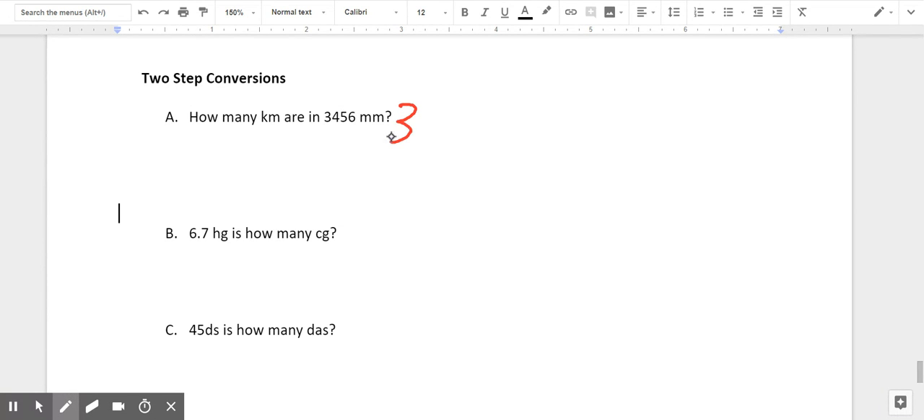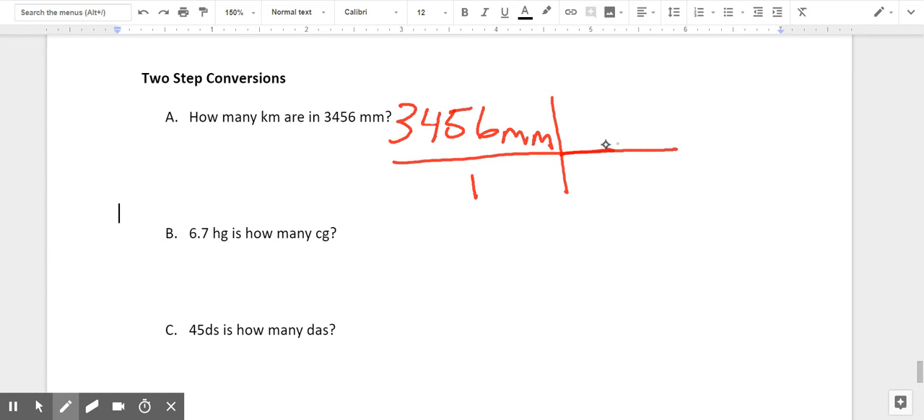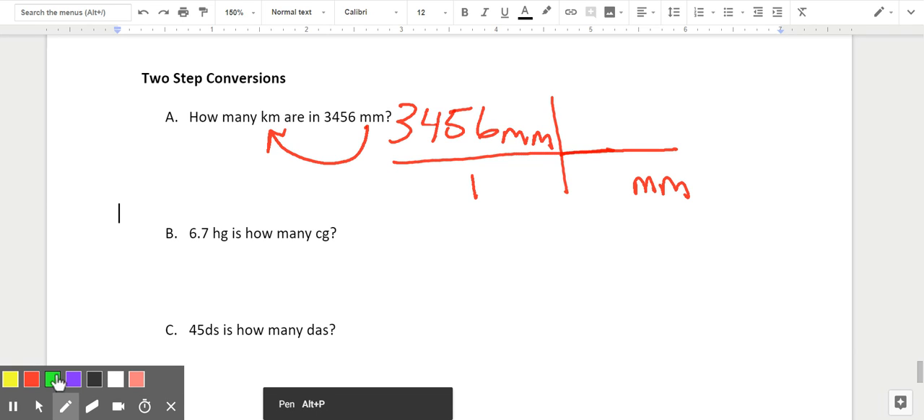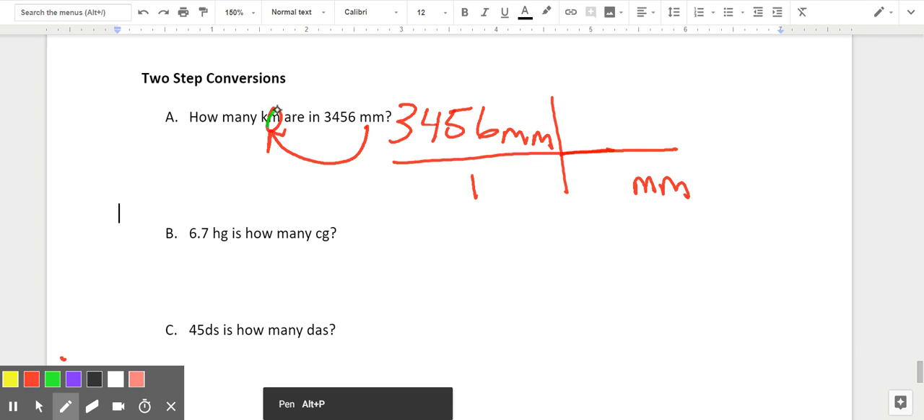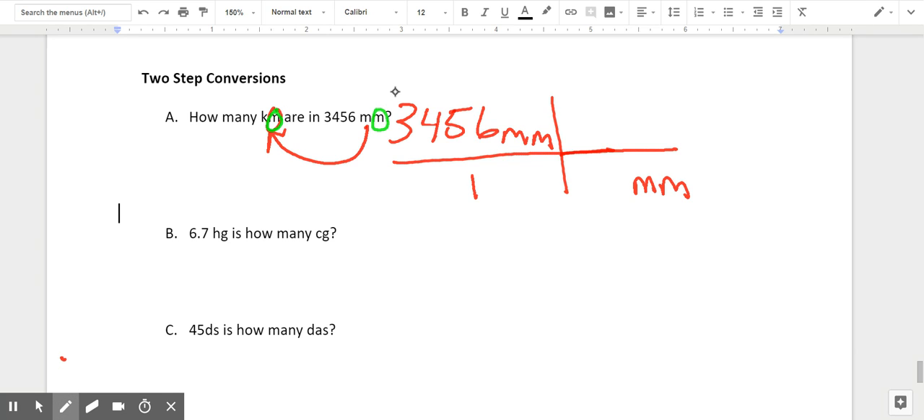How do you do that? Here we go. 3,456 millimeters. Write down what you're given, just like we did before, over 1. Bring down the unit that you're trying to get rid of, millimeters. And what unit are you trying to convert to? We don't know a conversion fact to go directly from millimeters to kilometers. We don't know how many millimeters there are in how many kilometers. What do they have in common? What is the base unit in both of these? The base unit in both of these is meter. So that's what you're going to put on top, meter.